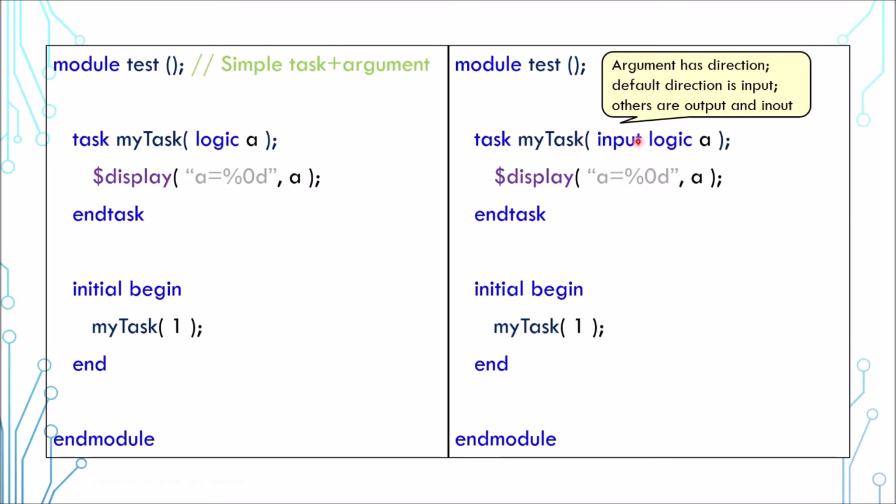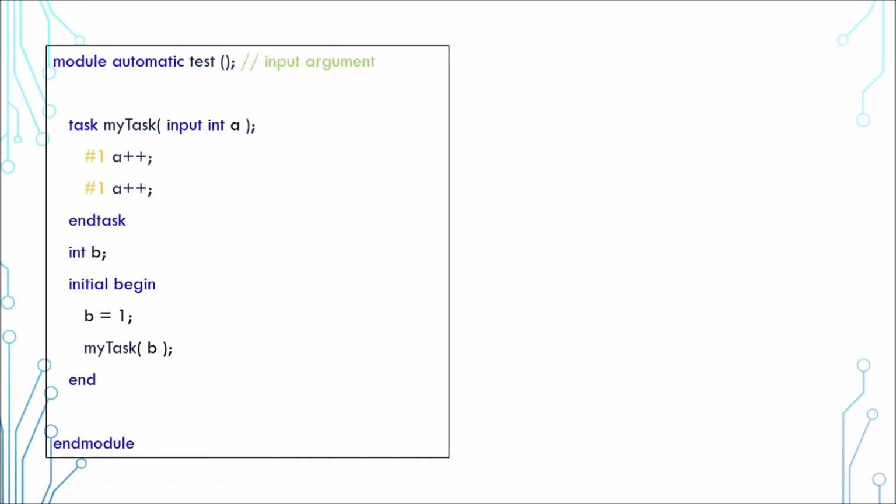An argument direction is by default input. Specifying it as input or leaving it empty is the same. In addition, the direction can be output or inout. Now let's take a look at the behavior of an input argument.